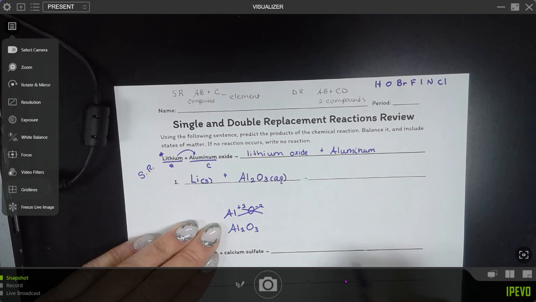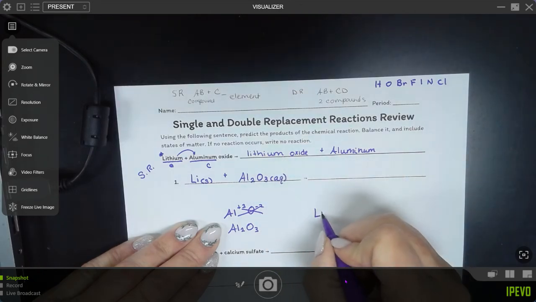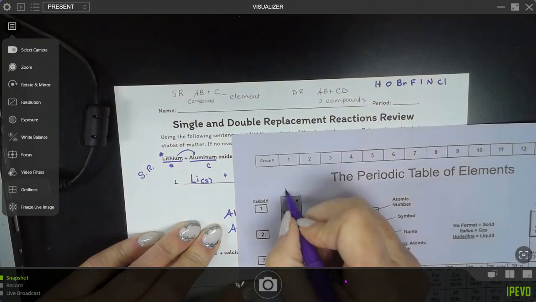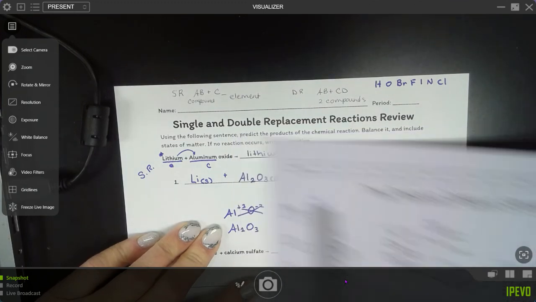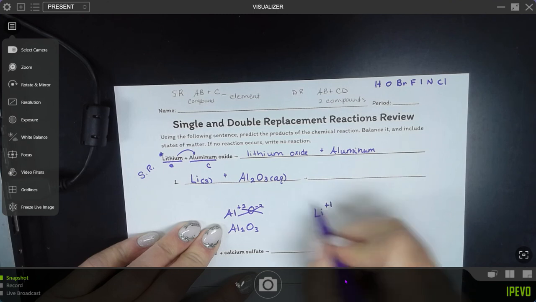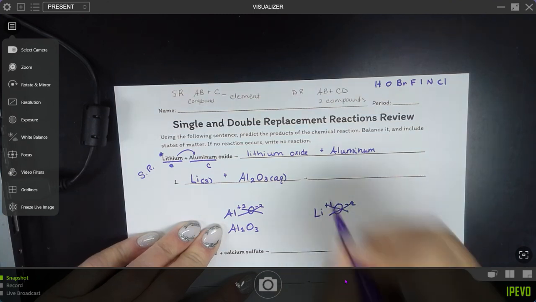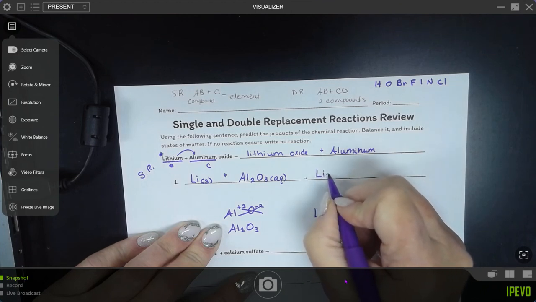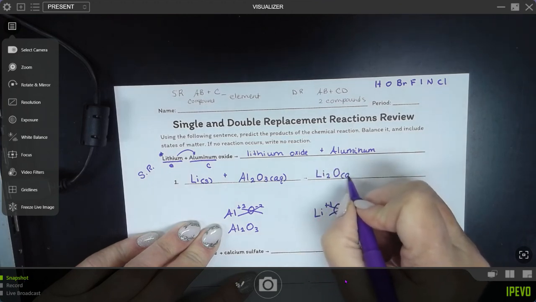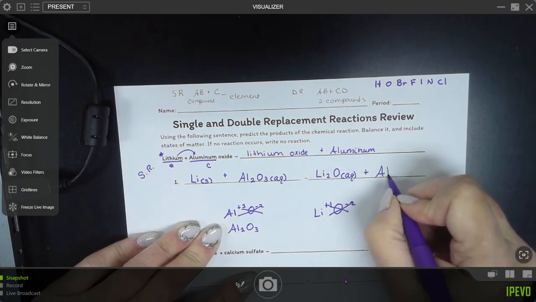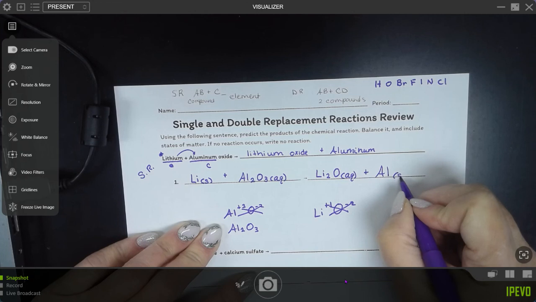Then we make lithium oxide. Lithium is in group 1, so it has a +1 charge. We said oxygen has a -2 charge. If we crisscross, we get Li2O, the compound is aqueous, plus aluminum. Just aluminum metal, so that's going to be solid.